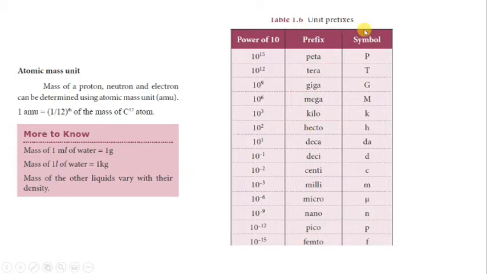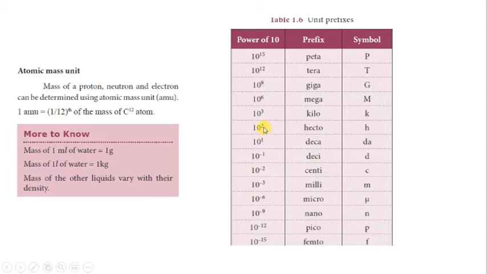Okay. So unit prefixes: power of 10, prefix and the symbol. How to read this? 10 to the power 15, peta, symbol is capital P. 10 to the power 12, tera, capital T. 10 to the power 9, giga, capital G. 10 to the power 6, mega, capital M. 10 to the power 3, kilo, small k.